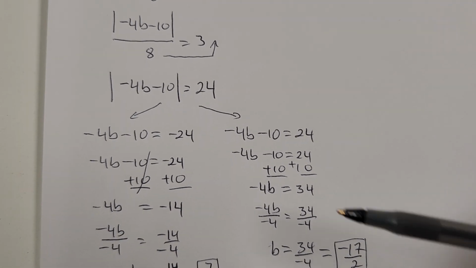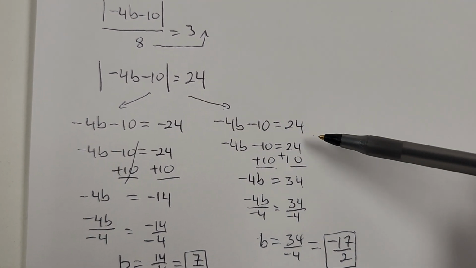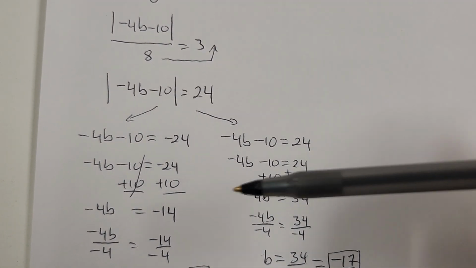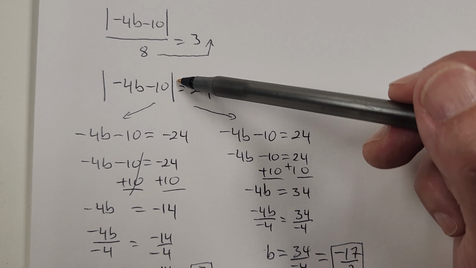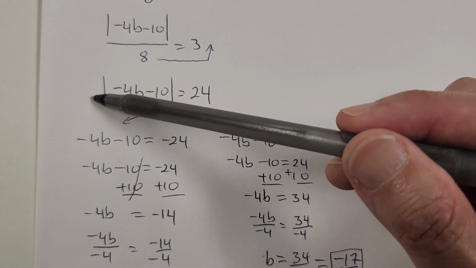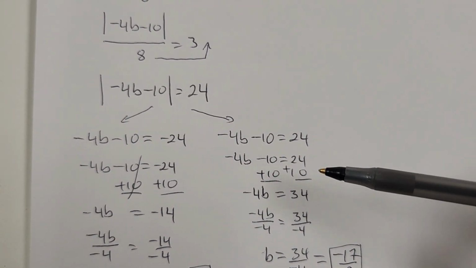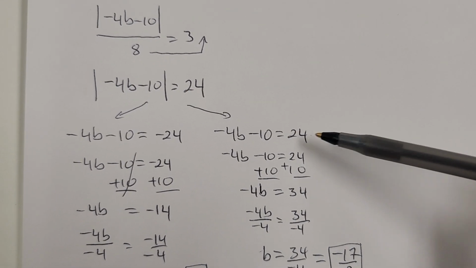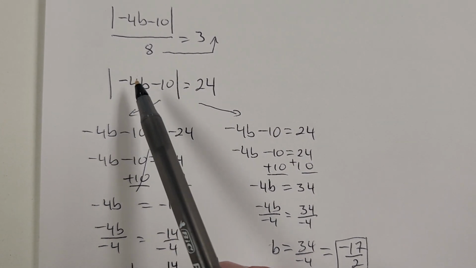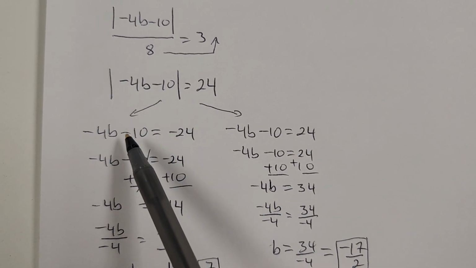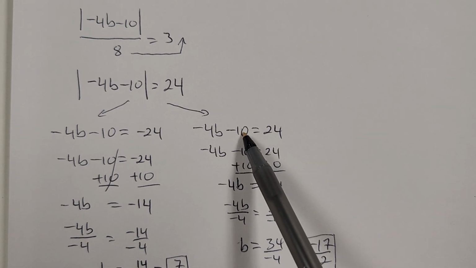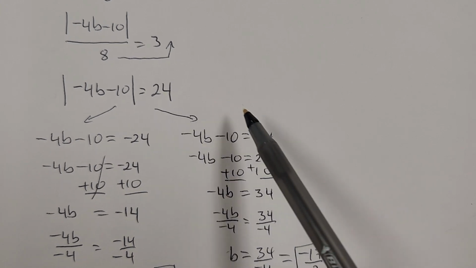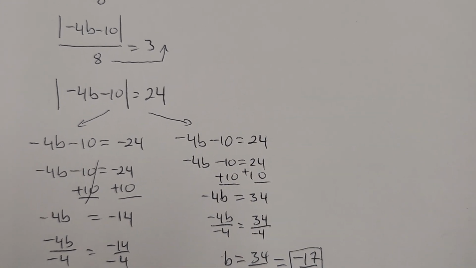Okay, again, on the left and on the right. Nothing here and nothing here. One more time. Nothing in the back of this absolute value and nothing in front of this absolute value. Then you can split them up on the left and on the right side. Okay, so rewrite this whole thing right here, -4b minus 10, on the left and also on the right. Except the 24 on the left will be minus and the 24 on the right is positive.